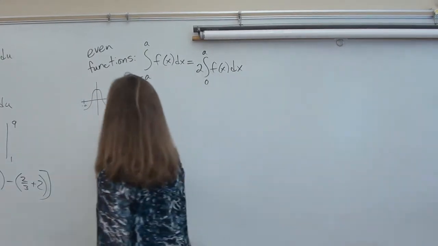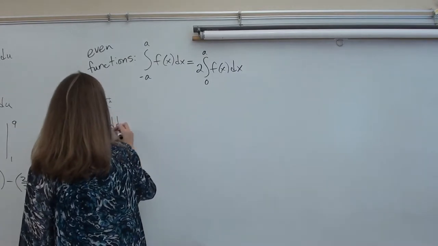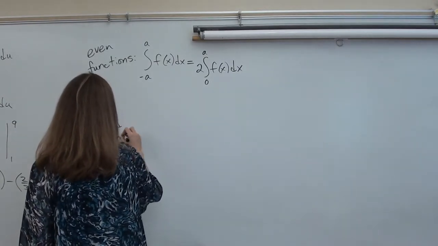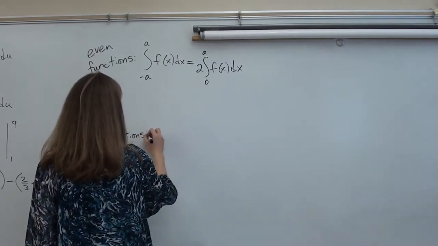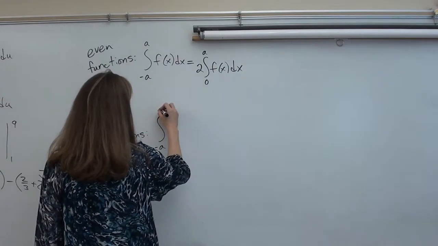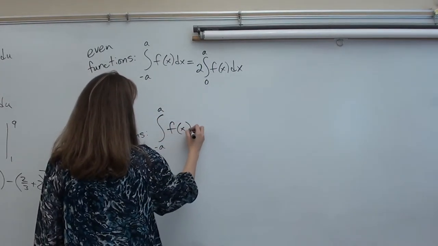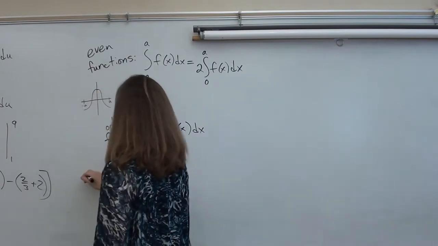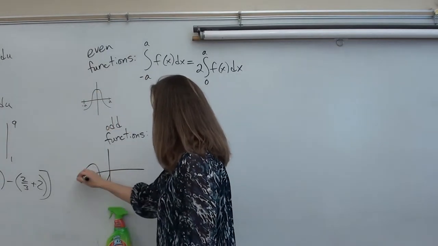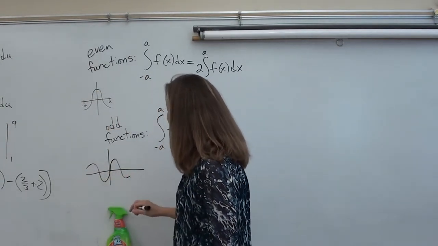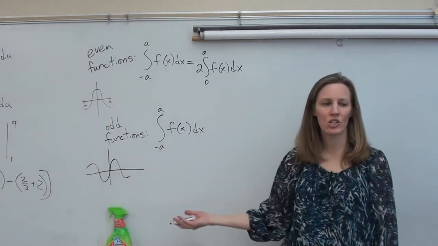Okay. For an odd function, yeah, we haven't done an example yet. Odd functions have what type of symmetry? Origin. Very good. Alright. Odd functions have origin symmetry.